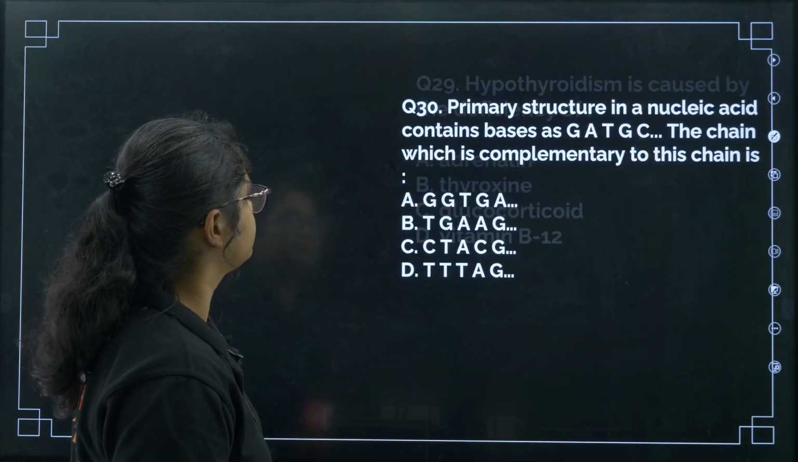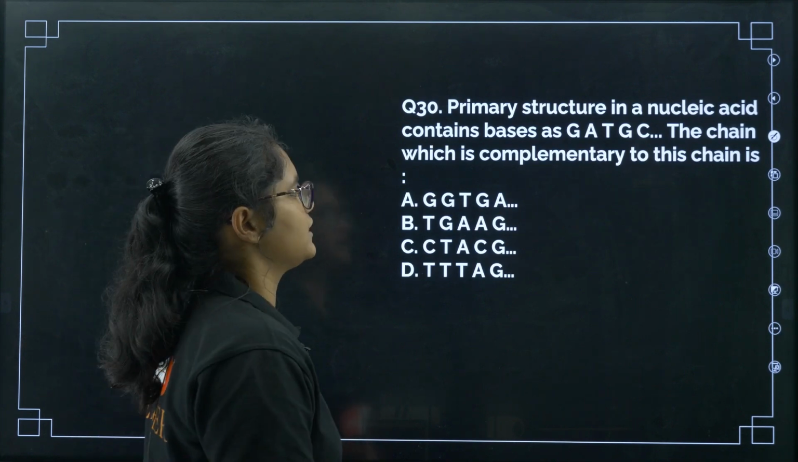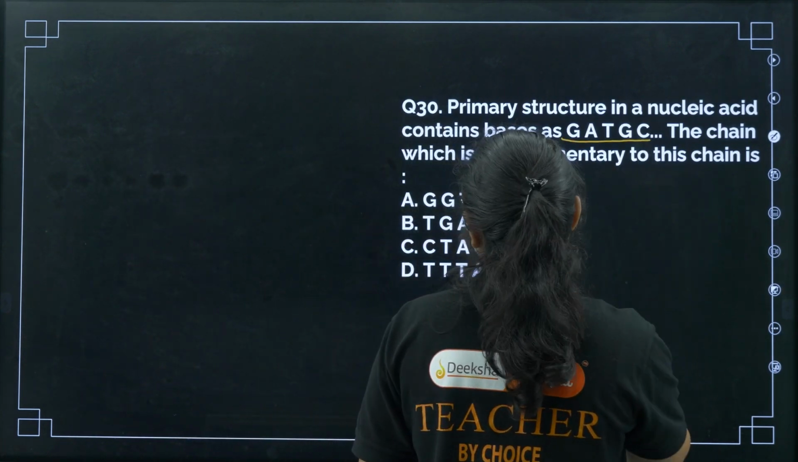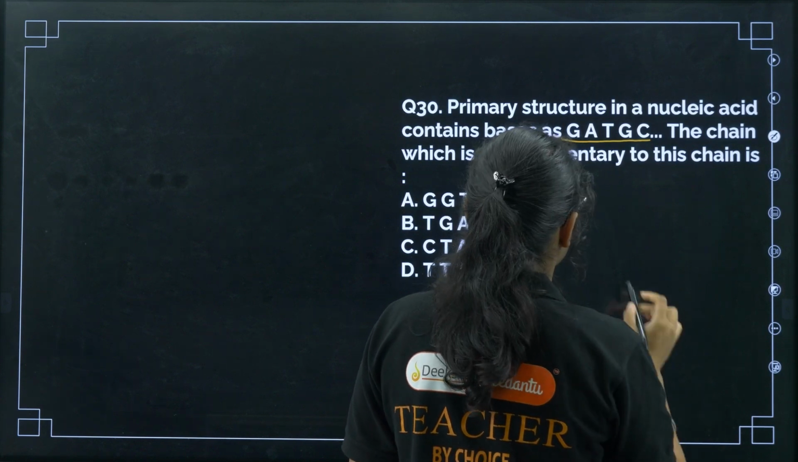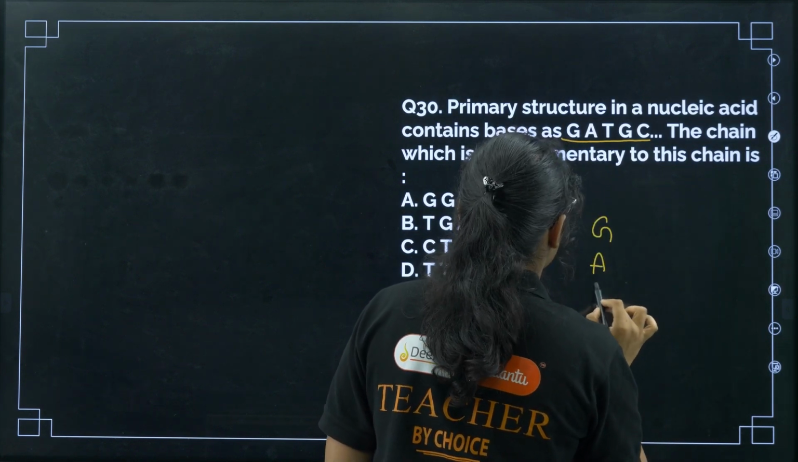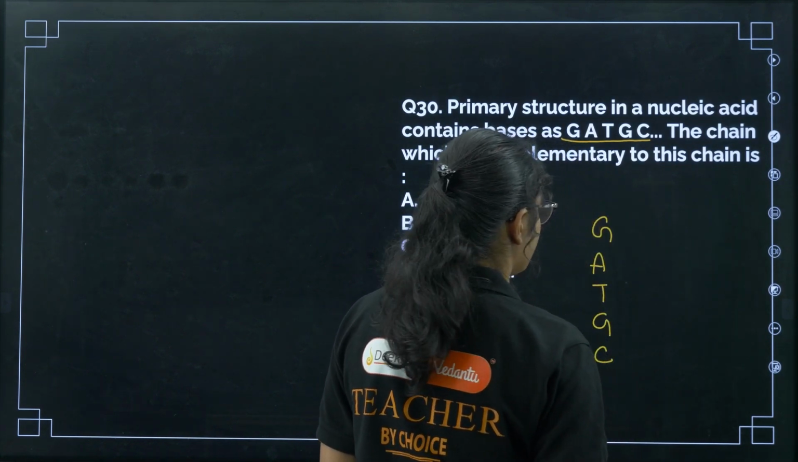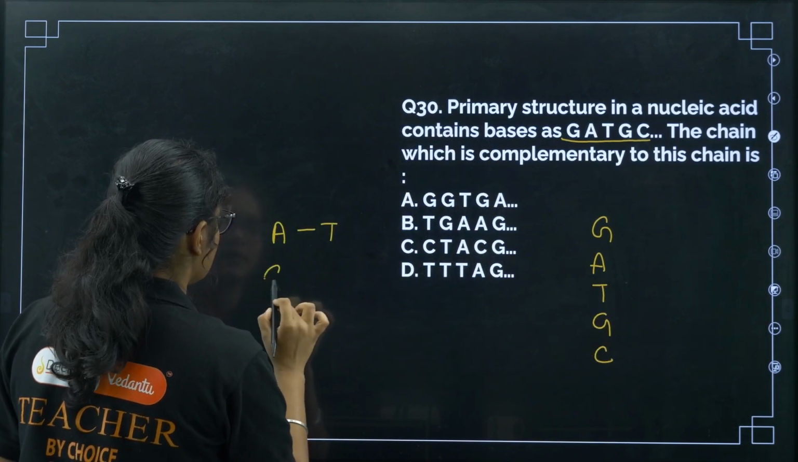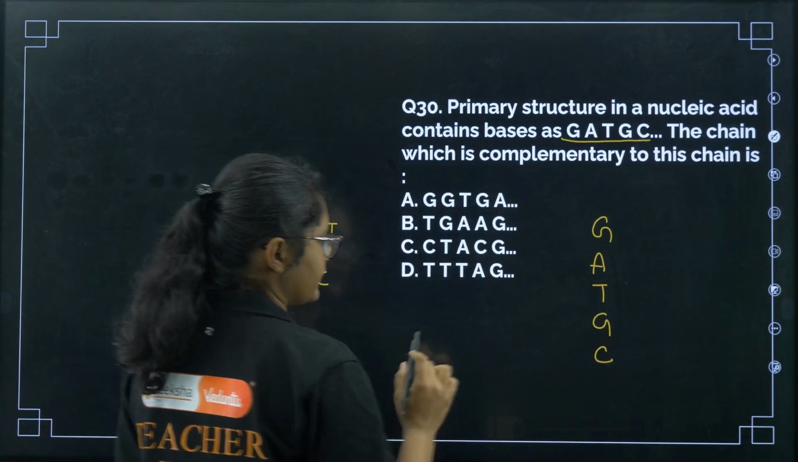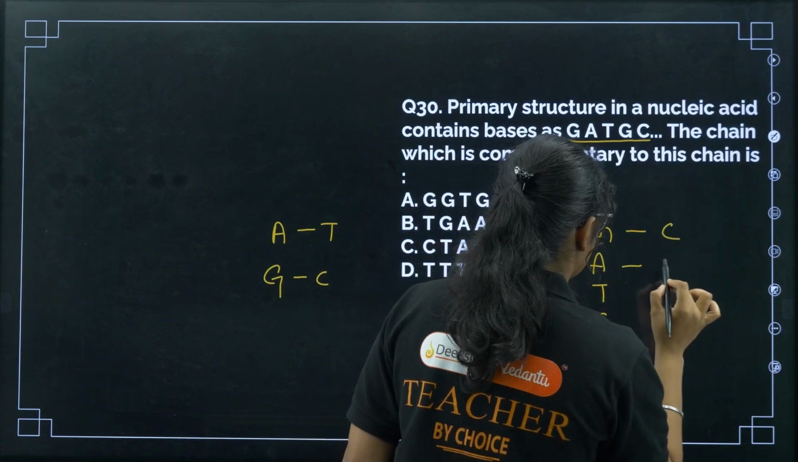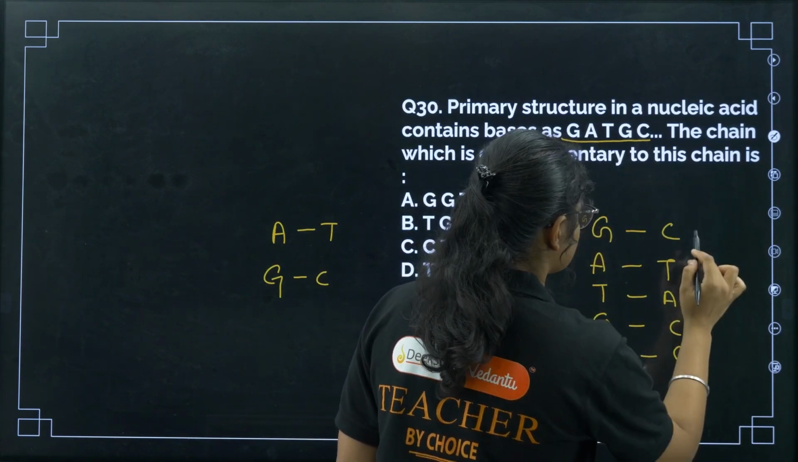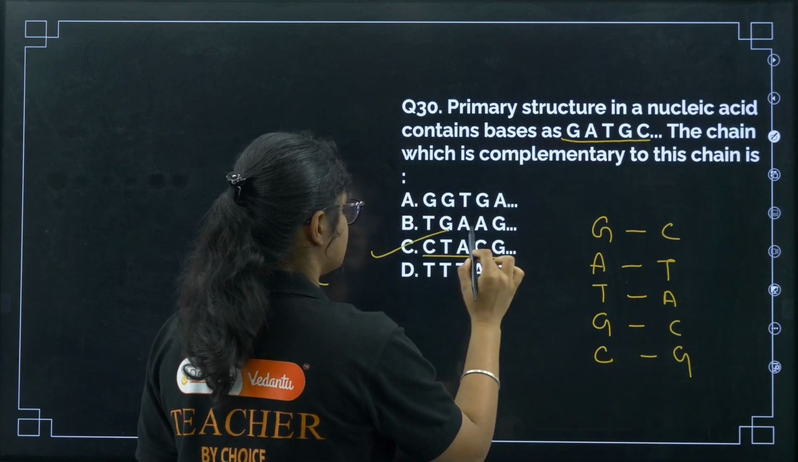And next, the primary structure in a nucleic acid contains bases GATGC, the chain which is complementary to this. Complementary means you should know here, A forms a bond with T, G forms a bond with C, right? So GC, then AT, TA, GC and CG. So CTACG, option number C.